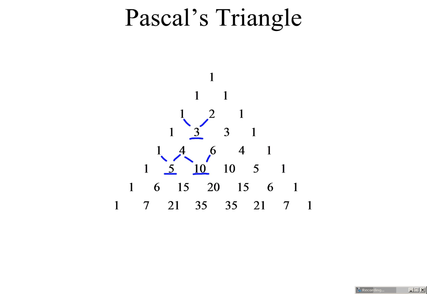So if we wanted to go down and write another row, we would start with 1. Then in between here, we would have 8 because 1 plus 7 is 8. 7 plus 21 is 28. 21 plus 35 is 56. 35 plus 35 is 70. 35 plus 21 is 56. 21 plus 7 is 28. 7 plus 1 is 8. And we have 1. We could keep going for as many rows as we wanted to.